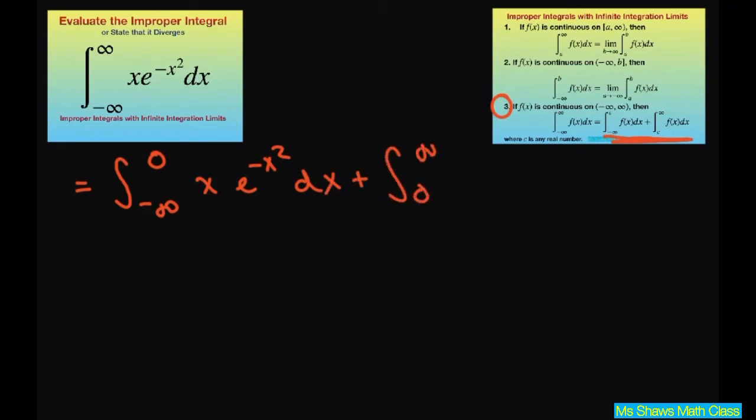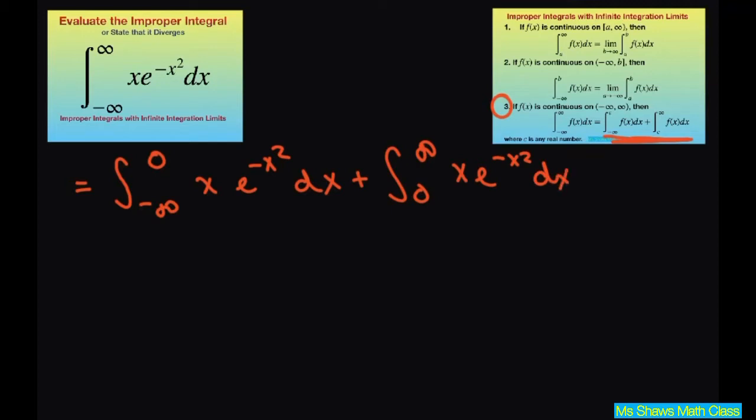Given that, we're going to use part 3 and use this formula. We're going to write this as two integrals. The way you're going to write this is equal to the integral of negative infinity to 0 of x times e to the negative x squared power dx, plus the integral of 0 to infinity of x times e to the negative x squared dx.